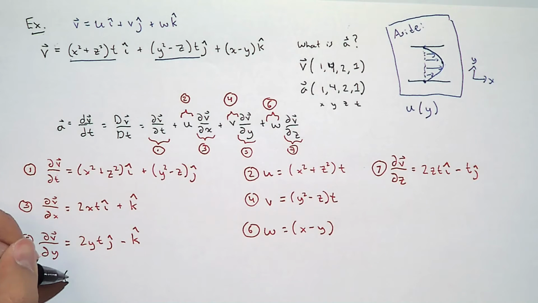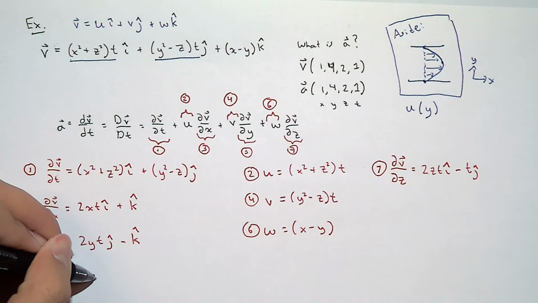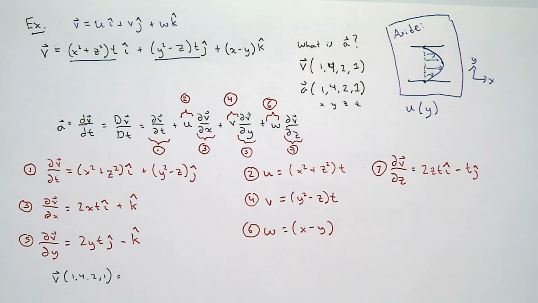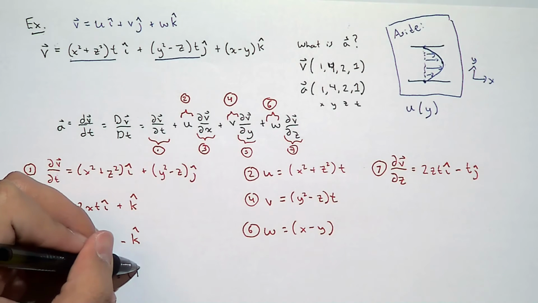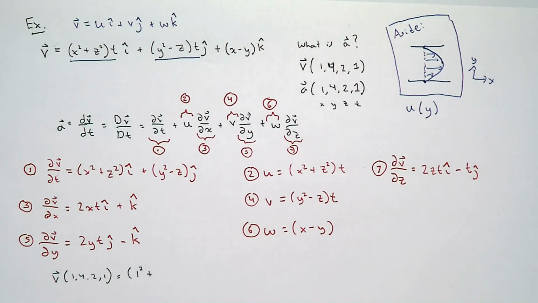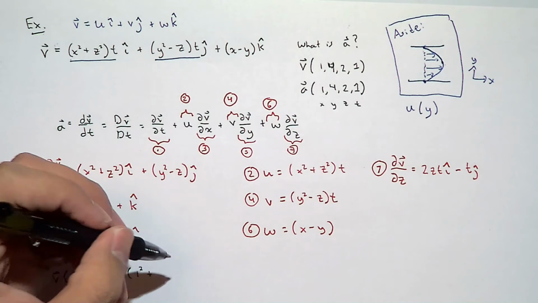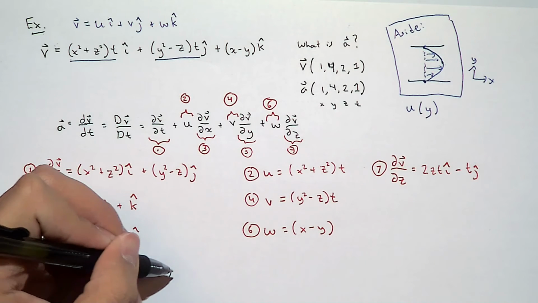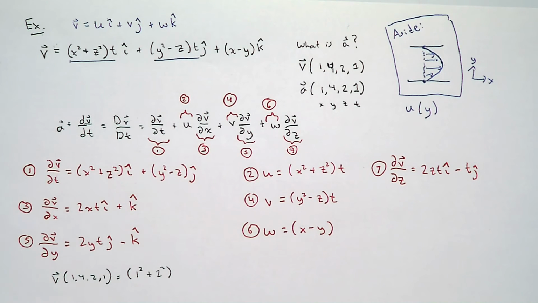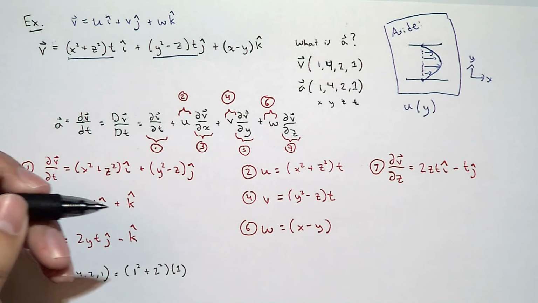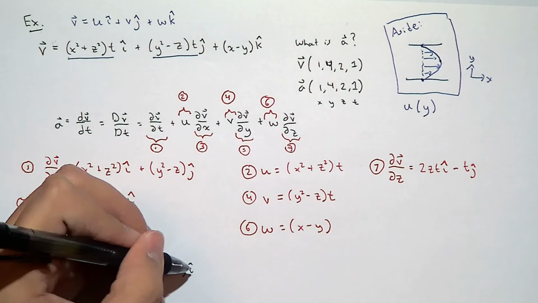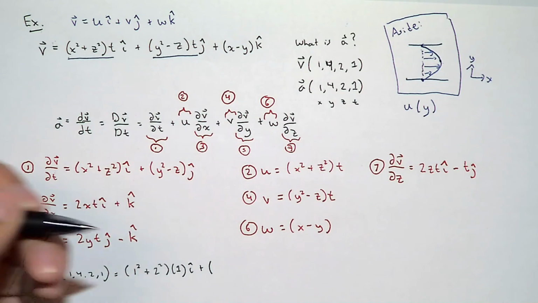The velocity at 1, 4, 2, 1 will be equal to, well, we have x squared, and we said that the x position is 1. So 1 squared plus z squared. We get the z position is 2. Multiplied by time, and we get the time equals 1, in the x direction. Plus, what's next?